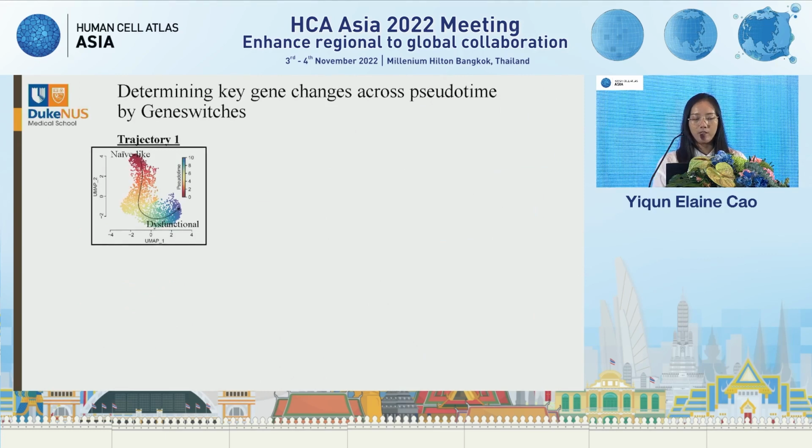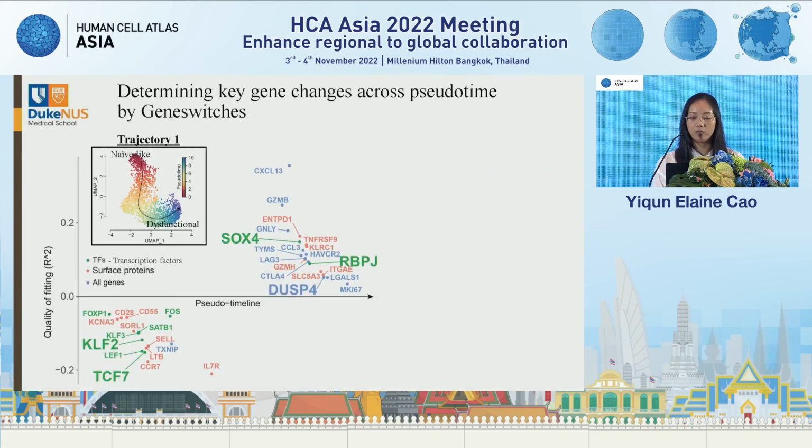Then back to our trajectory of naive to dysfunctional state, we applied GeneSwitches, and here are the results. We observe that the cells are losing naive markers, such as TCF7, at the early time point, followed by acquiring dysfunctional markers such as LAG3 and CTLA4.